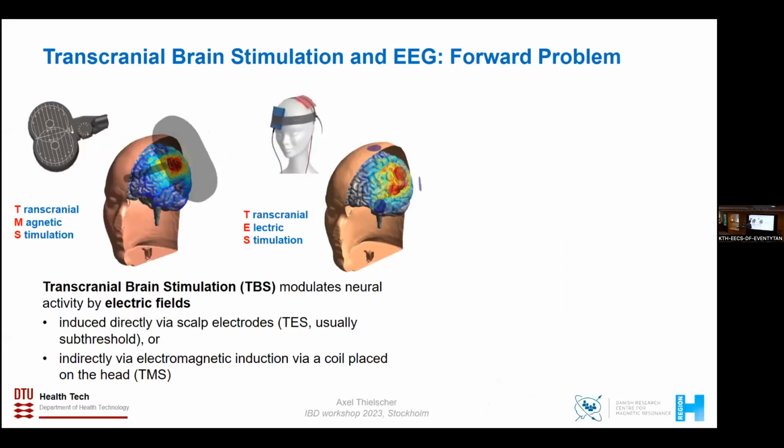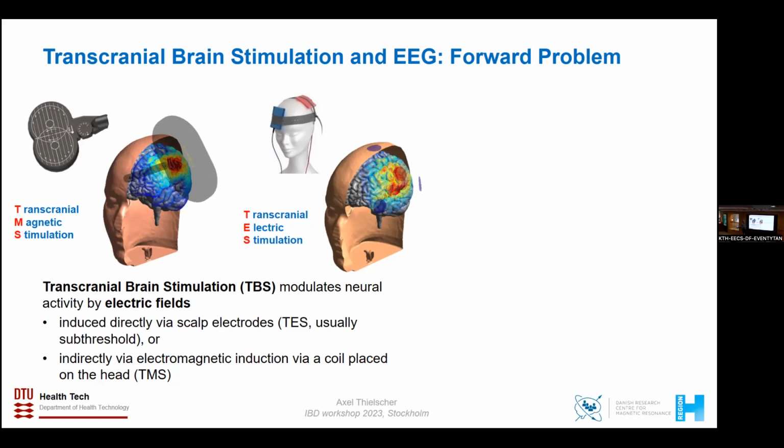Okay, so what is brain stimulation? I mostly talk about two techniques here. One is transcranial magnetic stimulation, and the other one is transcranial electric stimulation. Both use the same principle, namely they use electric currents to change the membrane potential of the nerves of the brain, and by that modulate neural activity. They just use different physical principles.